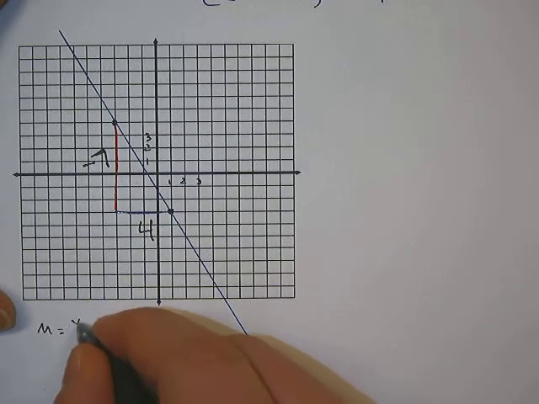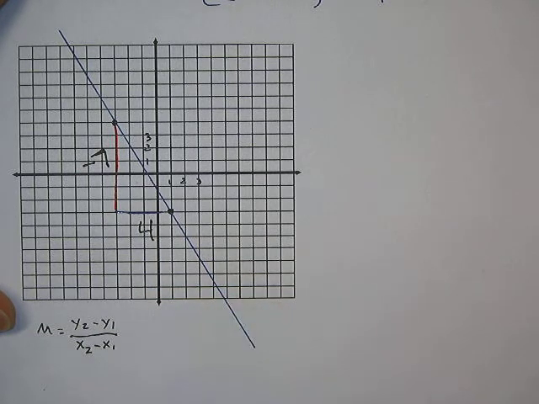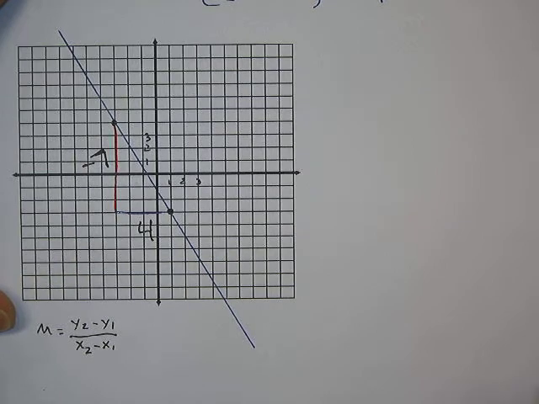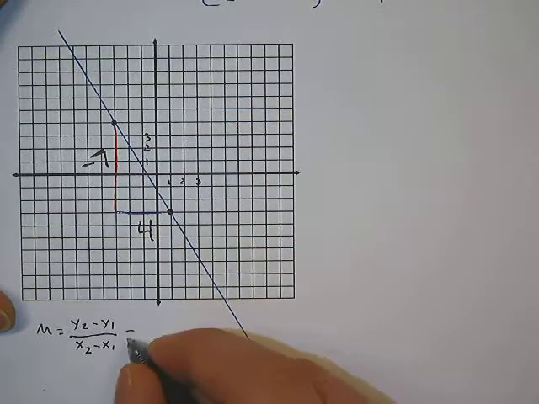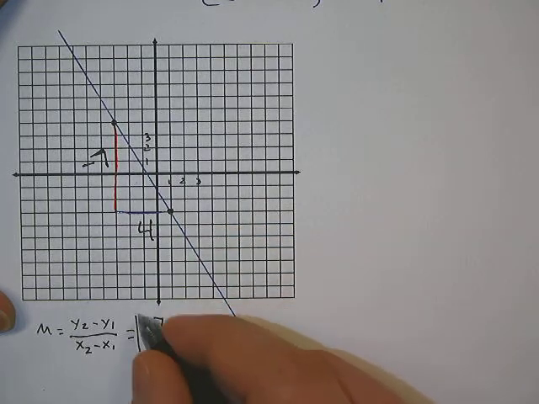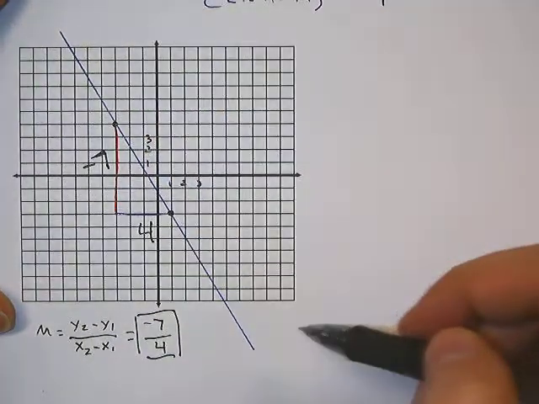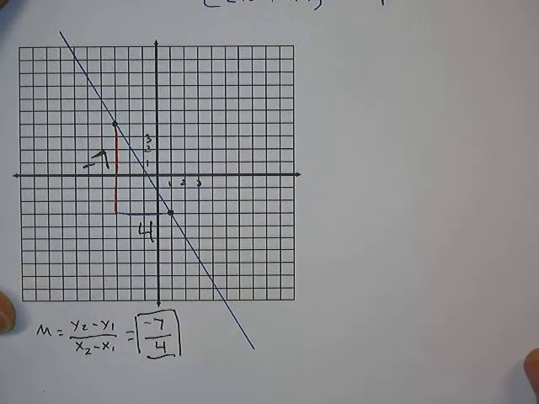So now, if you recall, slope is equal to the change in y over the change in x, or y2 minus y1 over x2 minus x1. So our vertical change is equal to negative 7, and our horizontal change was equal to 4. So there's our slope. It's negative 7/4. You can tell it's negative because as it goes from left to right, it's going down.